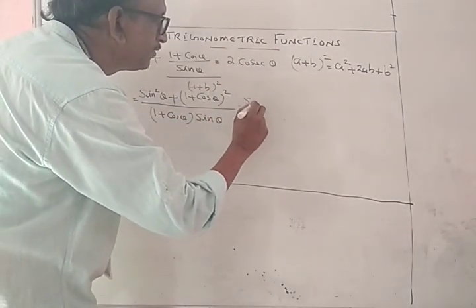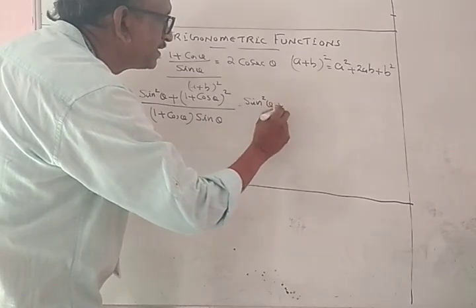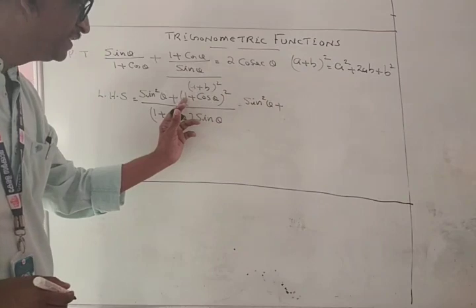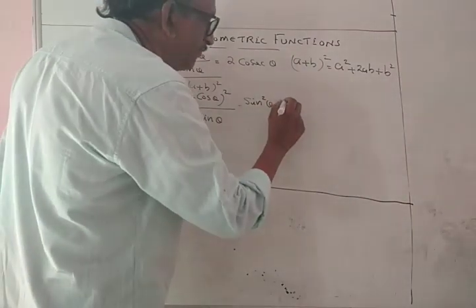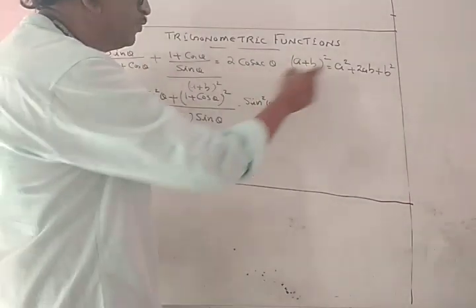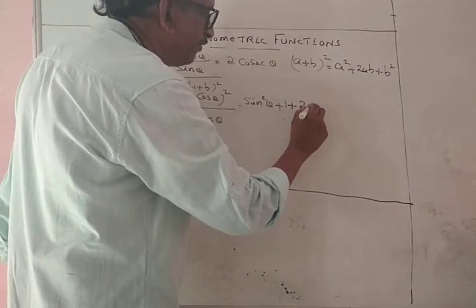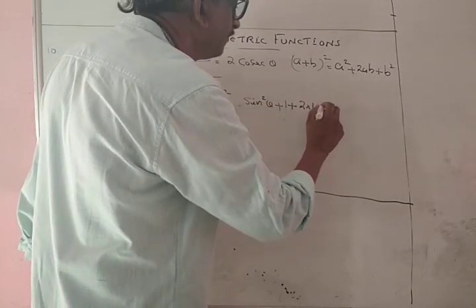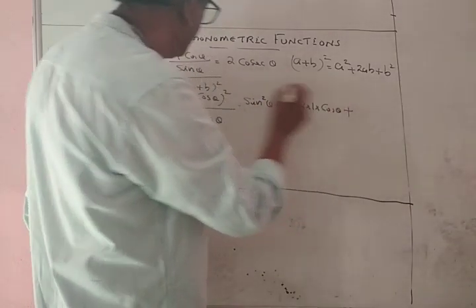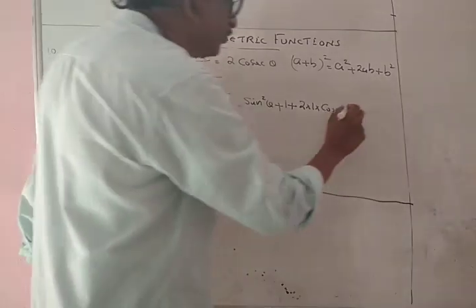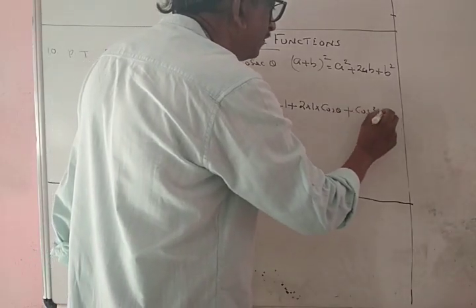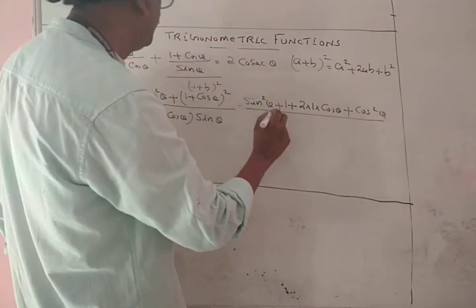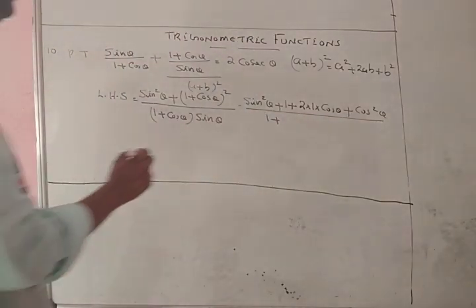It is equal to sin squared theta plus this A plus B the whole square. A plus B the whole square is A squared. Here A is 1, therefore 1 squared. 1 squared is 1 plus 2AB, A is 1, B is cos theta, plus B squared. B is cos theta, cos squared theta, divided by 1 plus cos theta into sin theta.